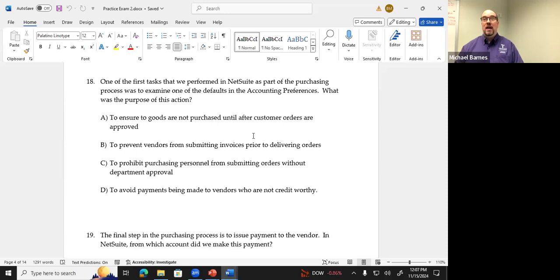We don't want that happening because then we may accidentally pay them. Prohibit purchasing mail from submitting orders without department approval, that's fine. And avoid payments from being made to vendors who are not creditworthy. Obviously, we want to be able to do that as well.